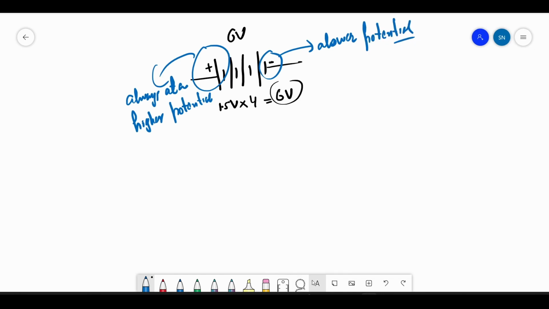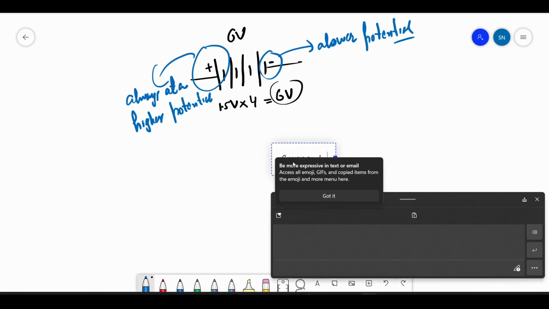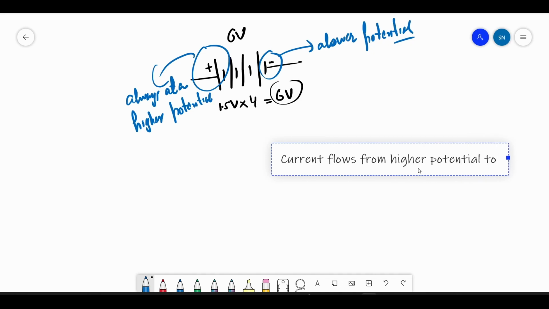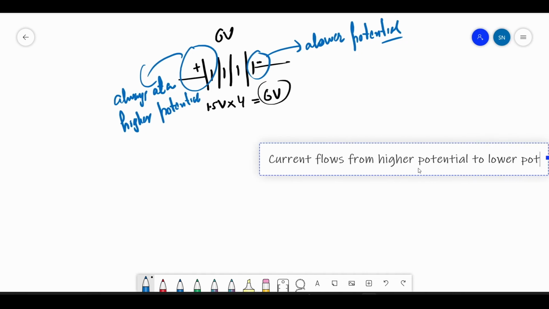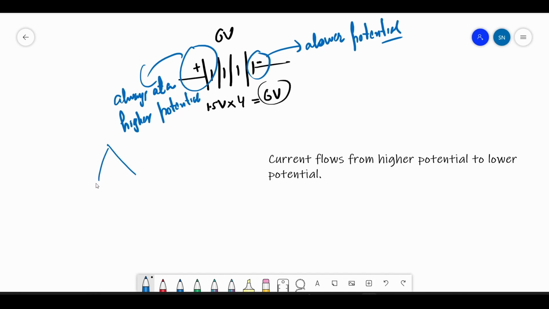You have to remember one thing, that current flows from higher potential to lower potential. Clear? Current flows from higher potential to lower potential. Very simple. This is a house.